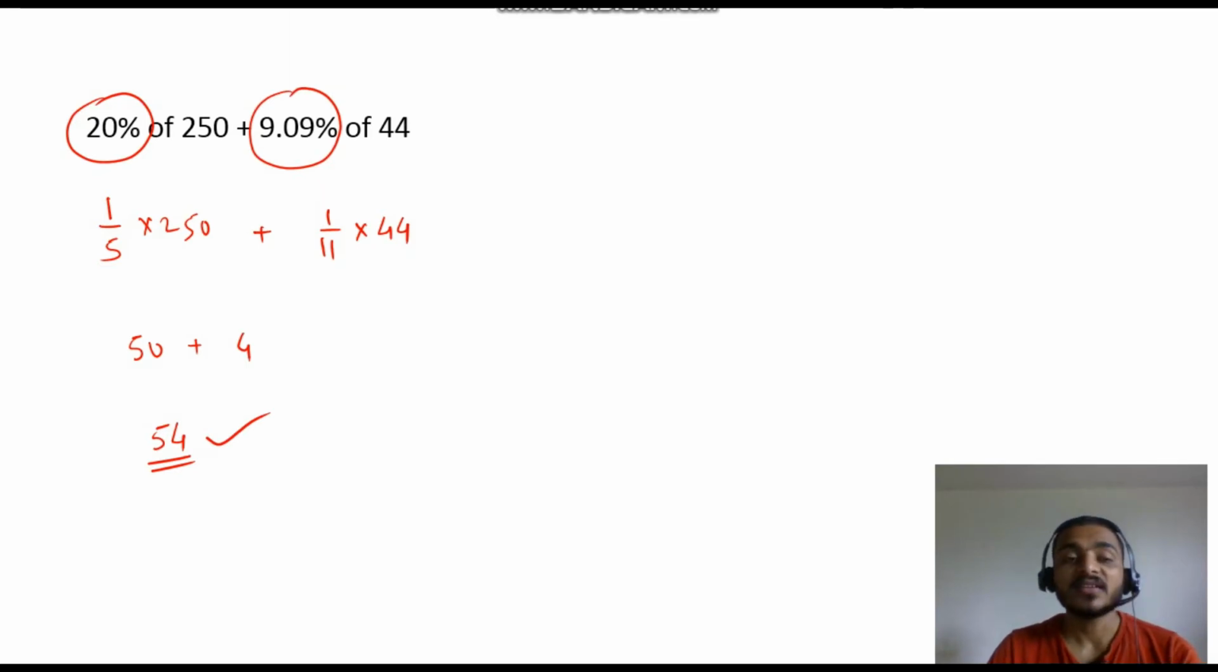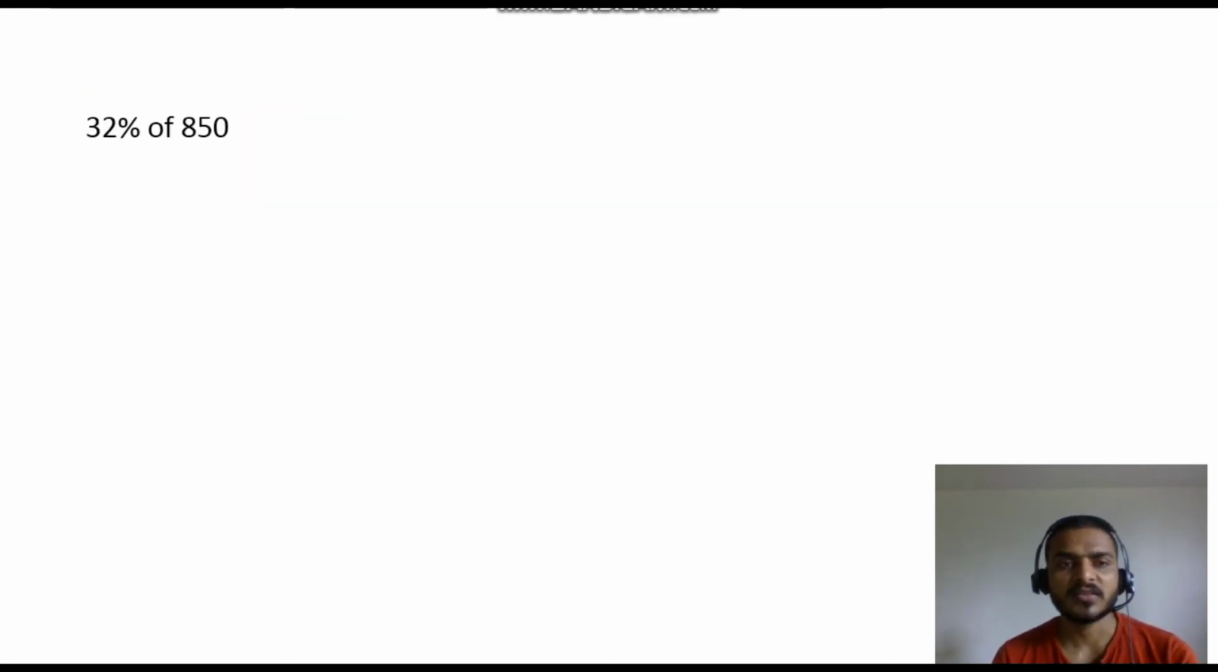So this is the type of question where you go for the fraction method. Okay, so it is not advisable in such questions to go for the split calculation method or the basic method. Then let us see one more question. 32% of 850. Now we don't really know a fraction equivalent of 32%. So it is better to go ahead with the split calculation here.